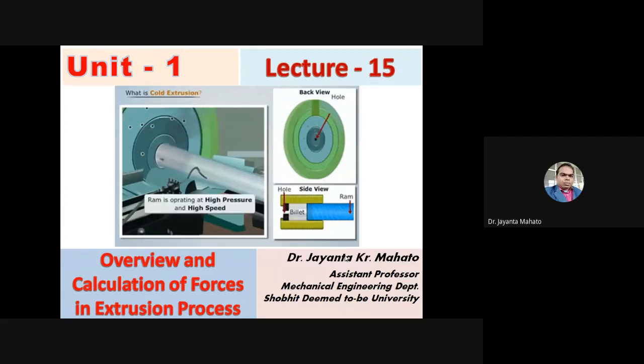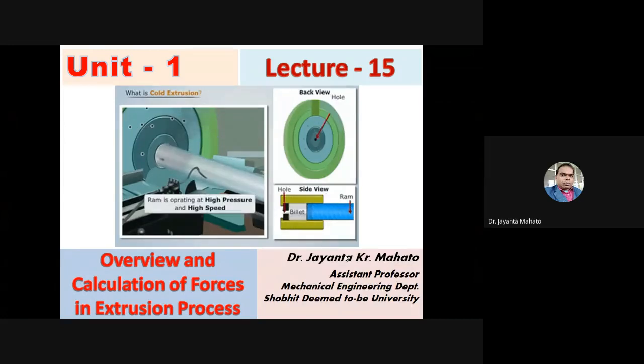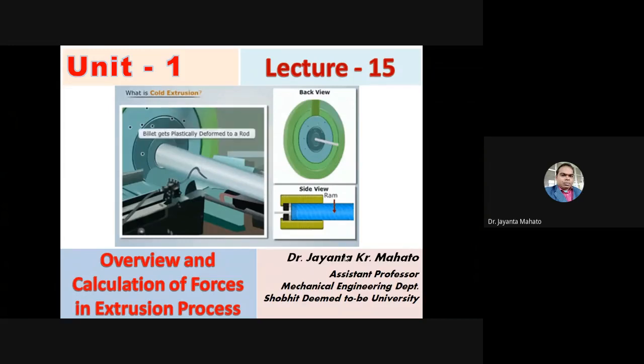Today we will discuss the extrusion process. Some overview of the extrusion process. Actually, different types of extrusion process are there: direct extrusion process, indirect extrusion process, hot extrusion process, cold extrusion process. Even according to the alignment of the movement, there are another two types of extrusion process, that is horizontal and vertical extrusion.